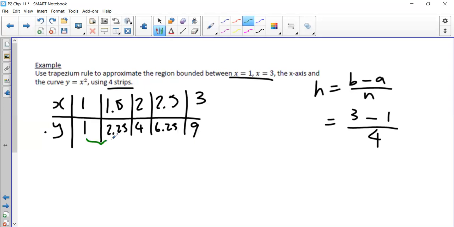Because between each column is 1 strip. So that's strip number 1, another strip, another strip, another strip. So there are 4 strips. So each 2 columns together is 1 strip.